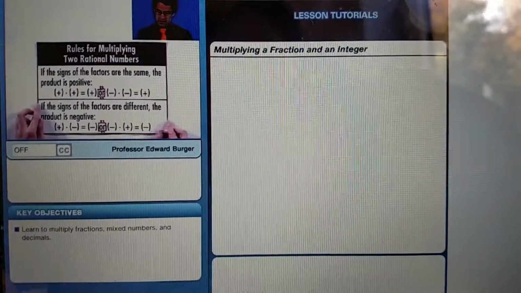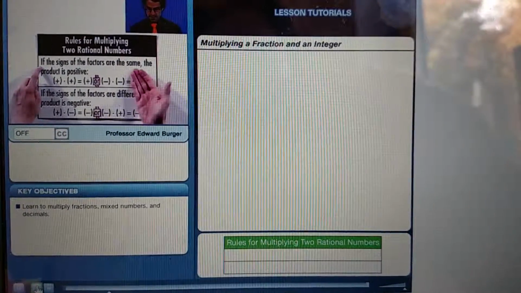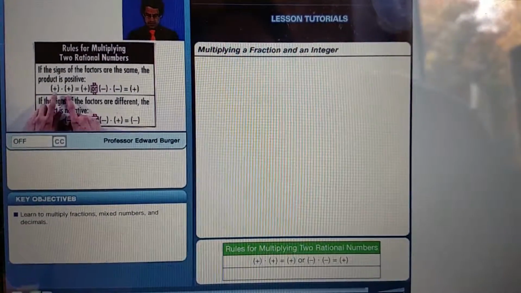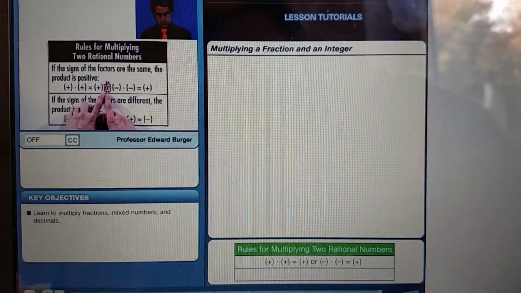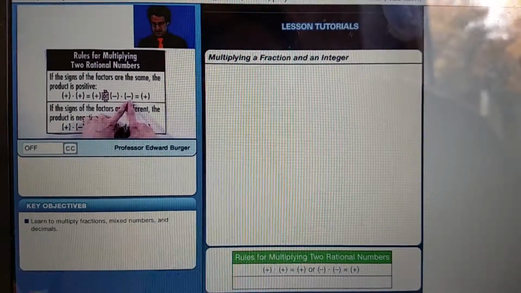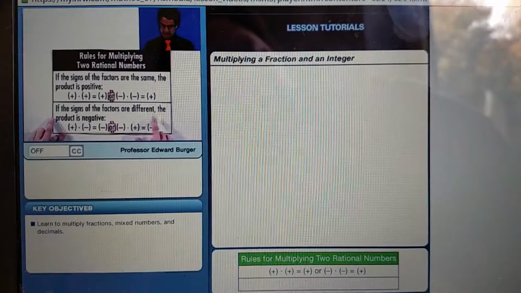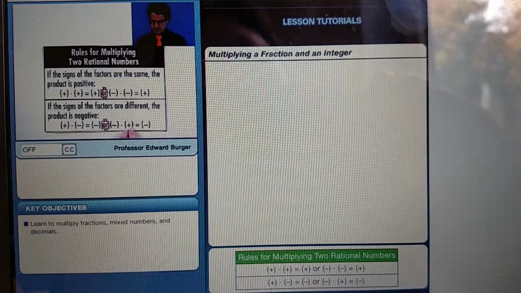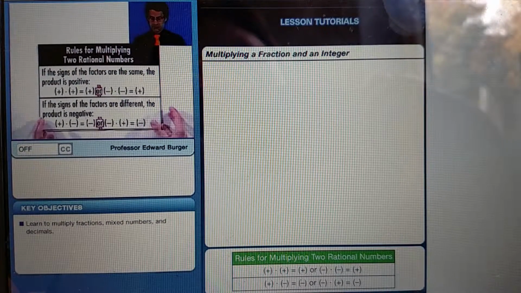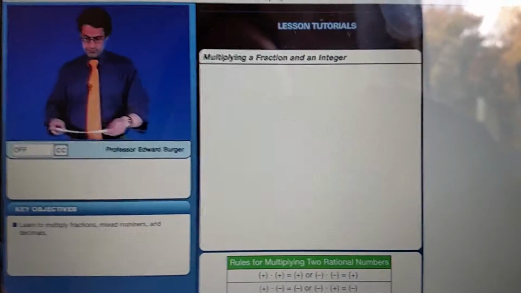So the rules for multiplying two rational numbers: if the signs of the two numbers are the same, then the product is positive. So a positive rational number multiplied by a positive rational number will yield a positive, or if you have a negative rational times a negative rational, you yield a positive. If the signs of the two numbers are different, the product is negative. So positive times a negative rational number is negative, and a negative times a positive rational number is also negative. Armed with those rules, we can see how easy it is to actually multiply rational numbers.